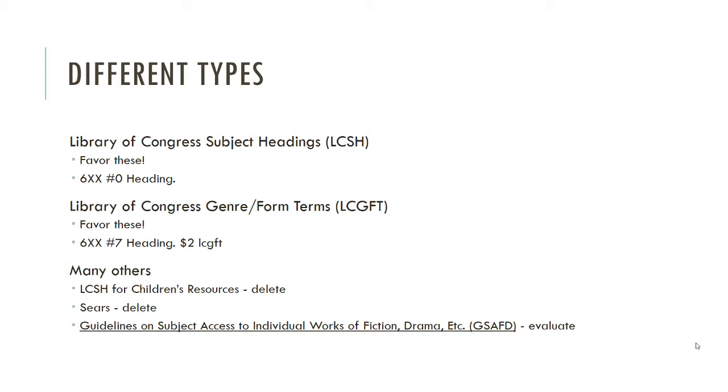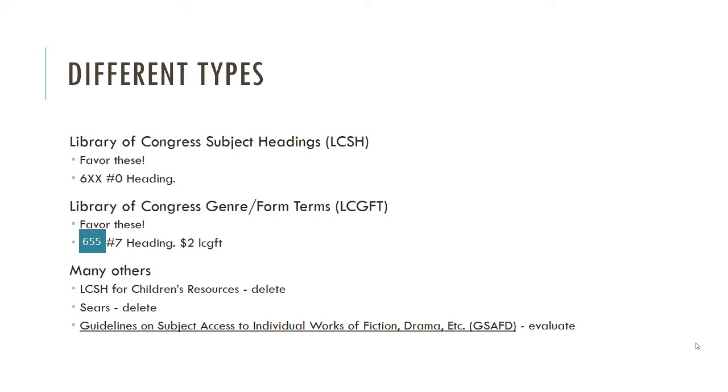Genre form terms, you should favor the Library of Congress ones over other types of genre form terms. They should go in a 655 field. I meant to change that before today and I forgot, but instead of a 6XX, that should be 655. That's where genre form goes now. So it'd be a 655 with a second indicator of 7, and then after that heading it really does have to have the delimiter 2 LCGFT.